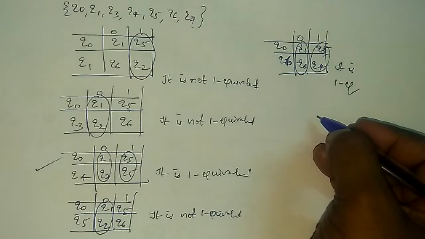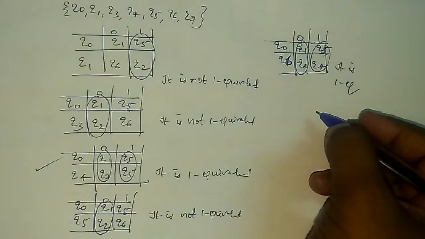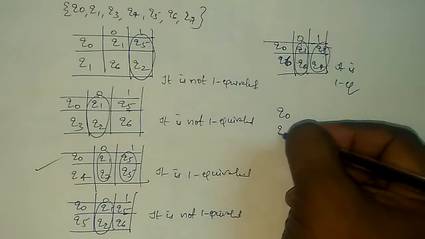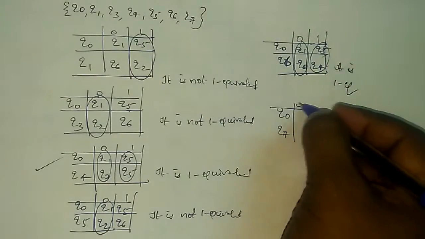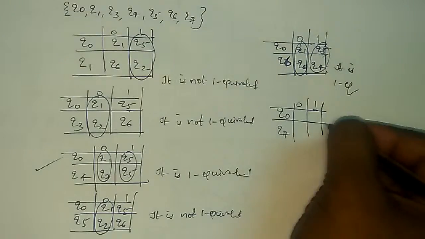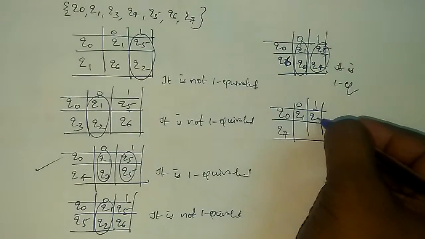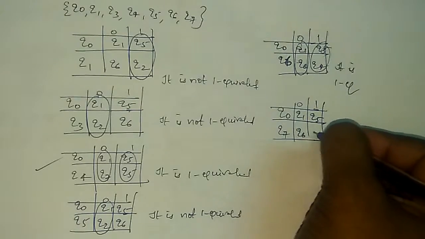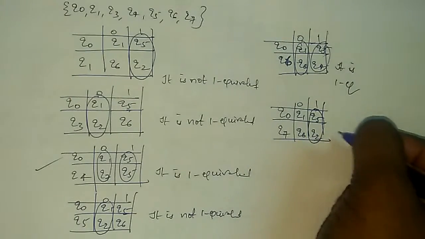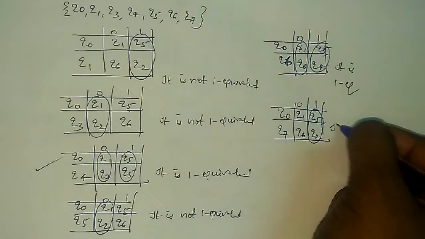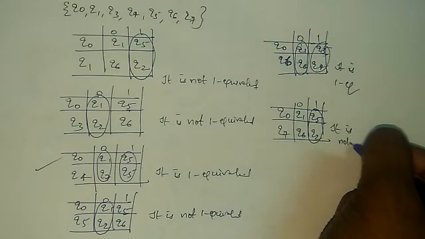Now Q0 is compared with Q7. Inputs are 0 and 1. So Q0 on 0 goes to Q1, on 1 goes to Q5; Q7 goes to Q6 and Q2. So this Q2 belongs to another set, right? So it is not one equivalent.